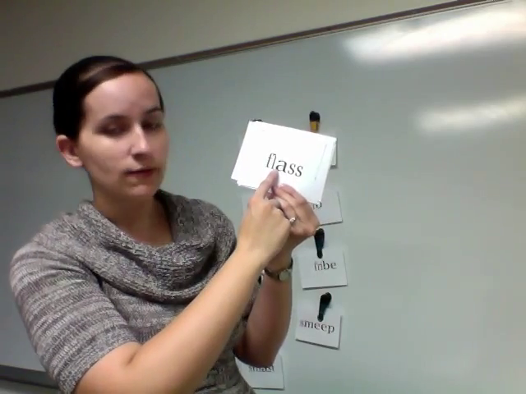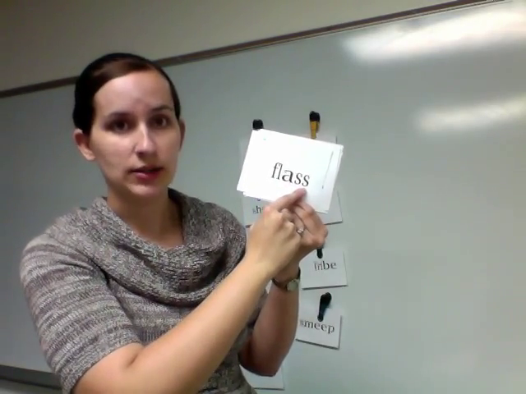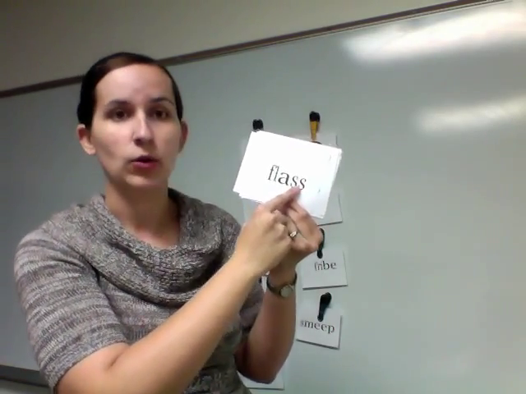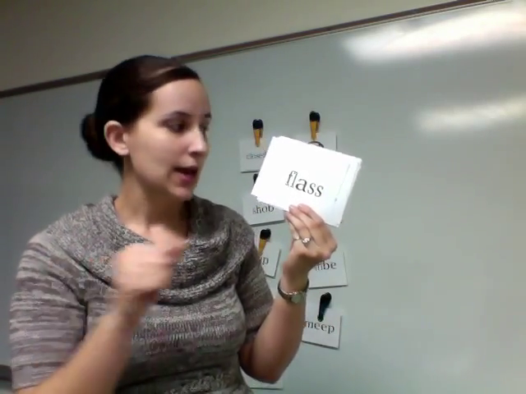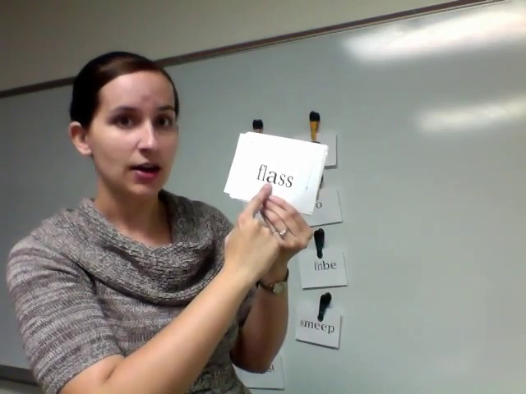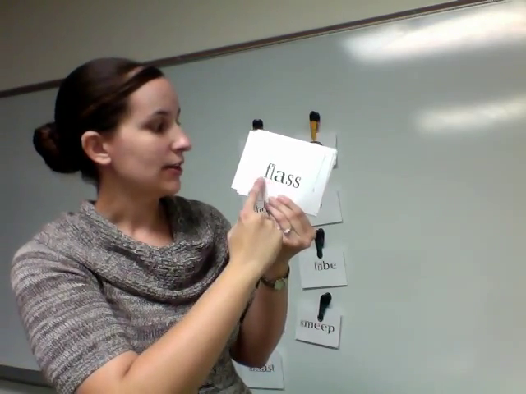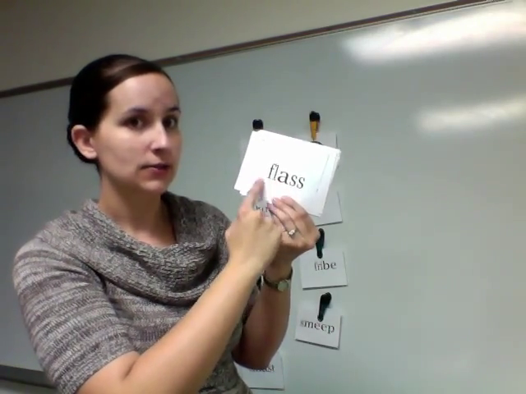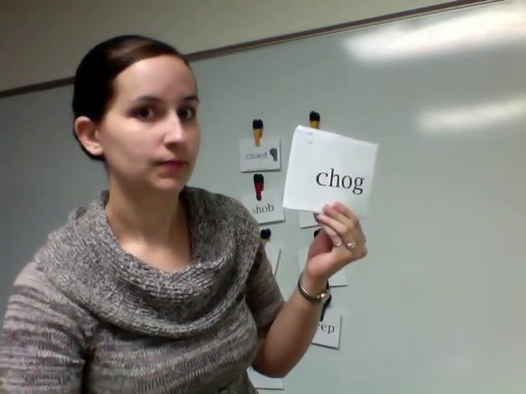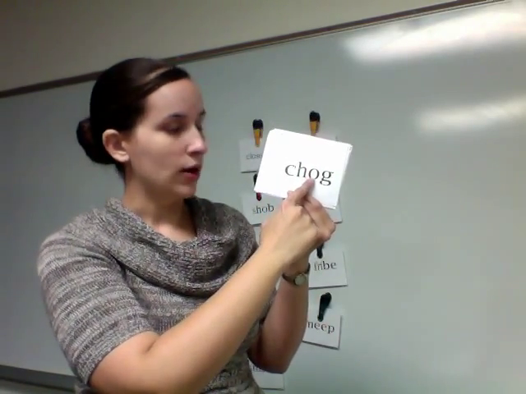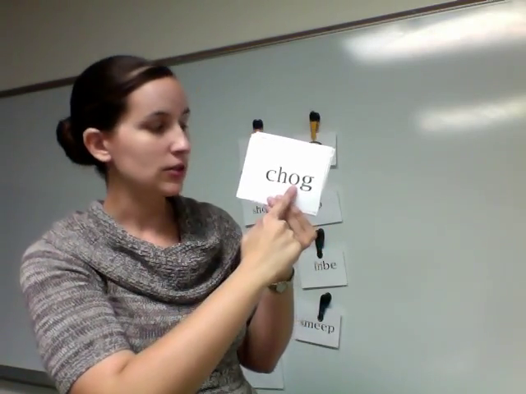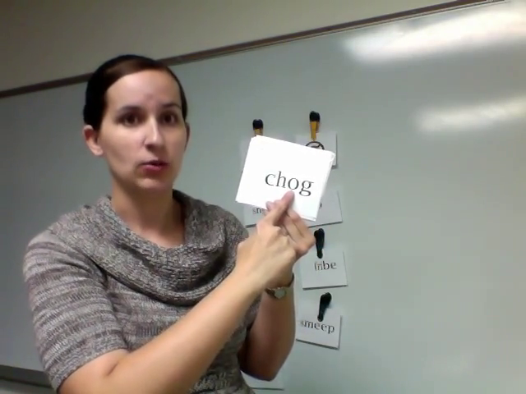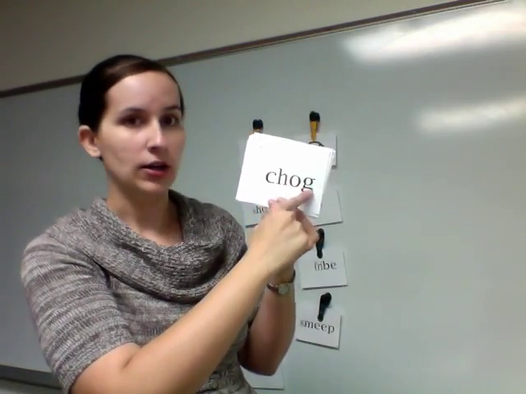Now this one has one vowel followed by one or more consonants. Because it has one vowel followed by one or more consonants, we know it's closed. And the closed syllable type has a short vowel sound, ah. So when I put this together, it should say flass. On this one, I notice one vowel followed by one or more consonants, so it's closed. That means that this O is going to have a short O sound, ah, ch, og, chog.